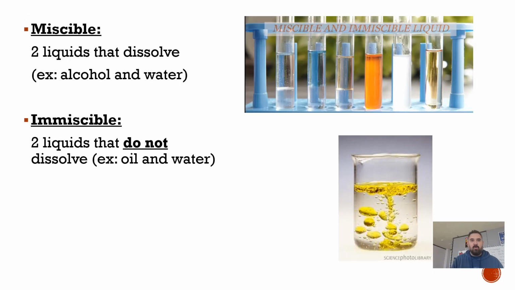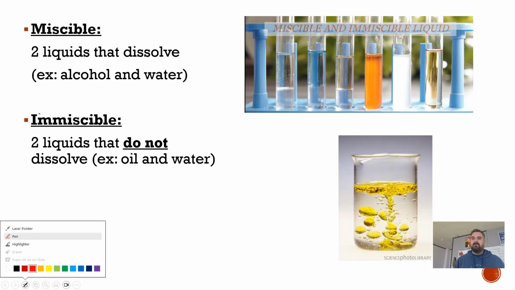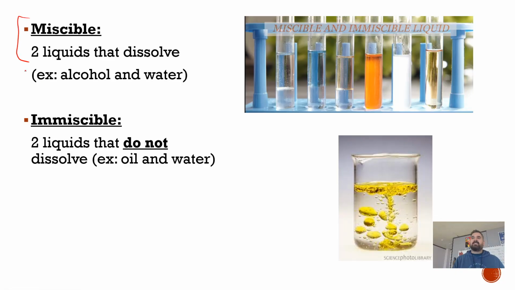So let's go ahead and keep moving. We have 2 more terms I need y'all to write. First one is going to be miscible. Miscible, those are 2 things that will dissolve into each other. Example is going to be alcohol and water. If you mix alcohol and water, they're going to dissolve and become one new liquid.